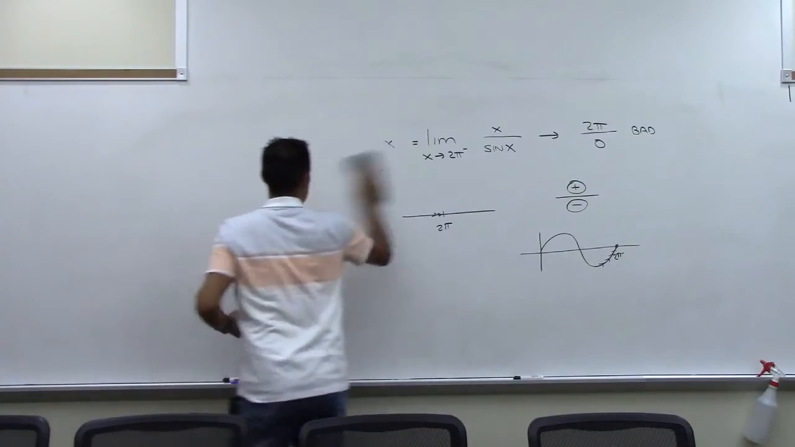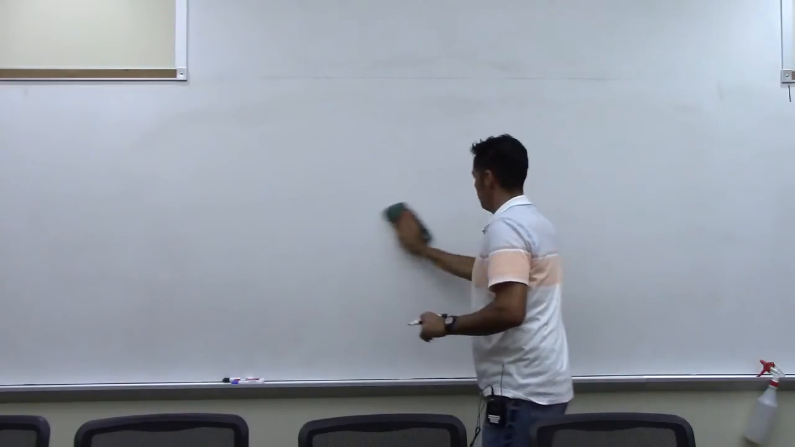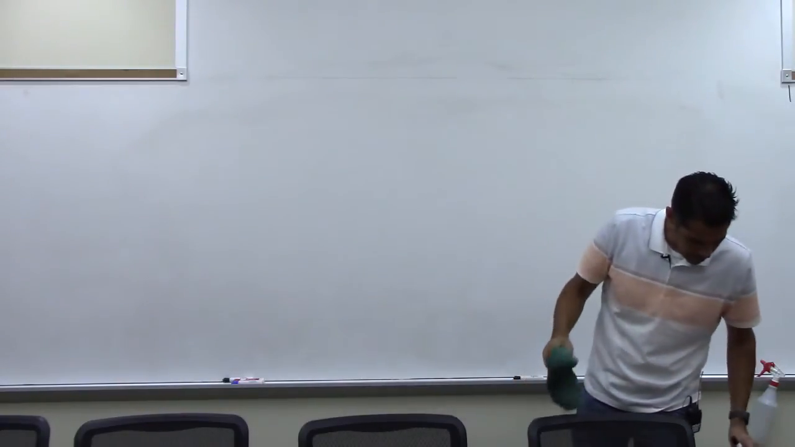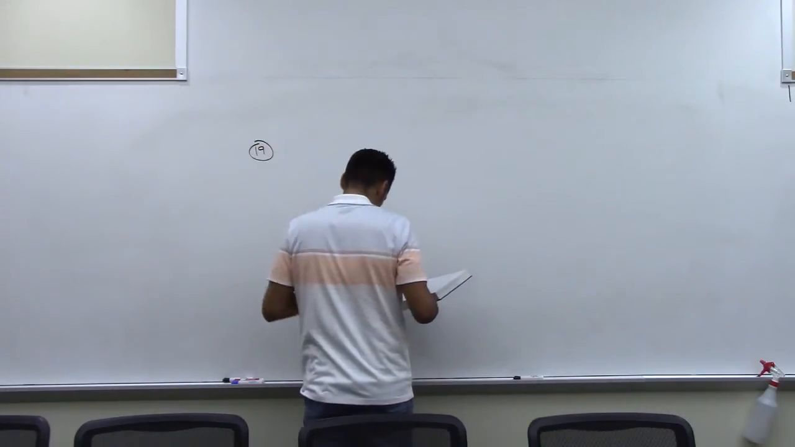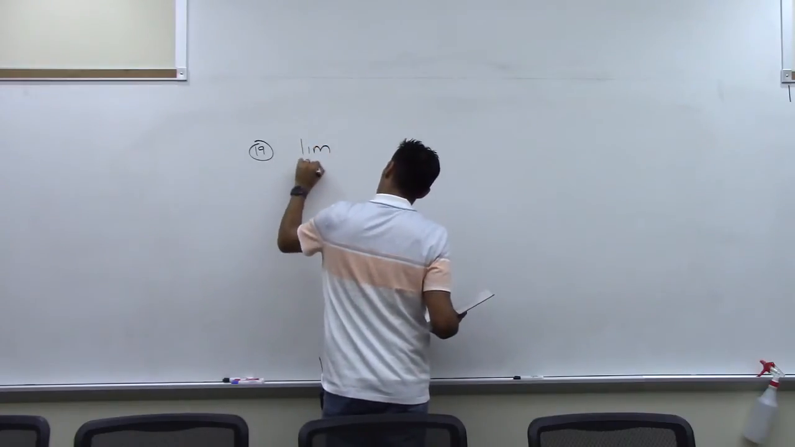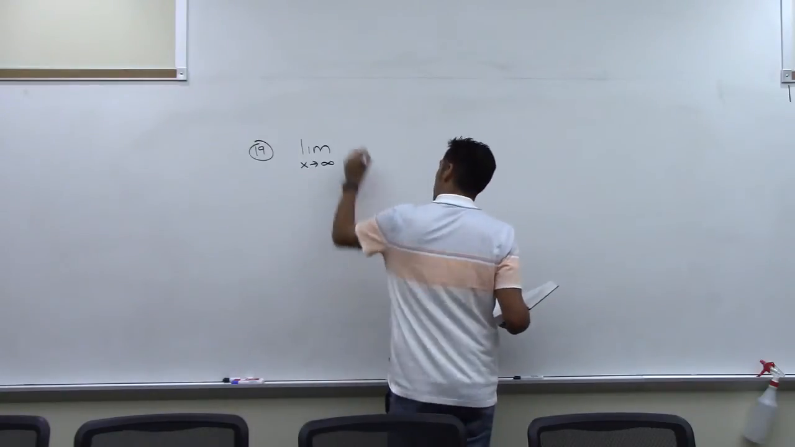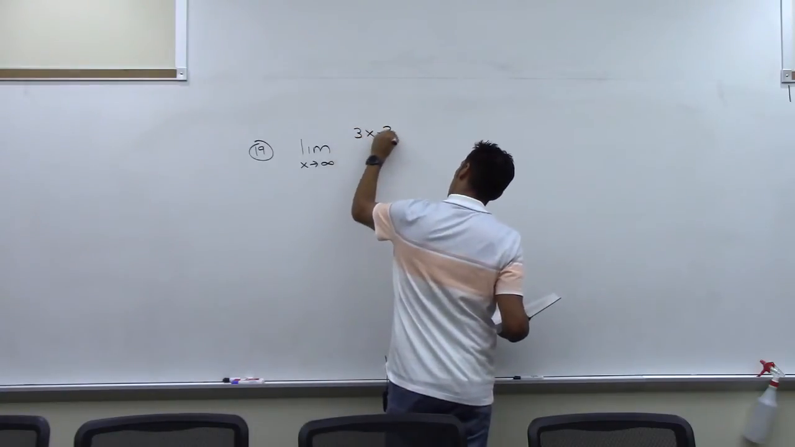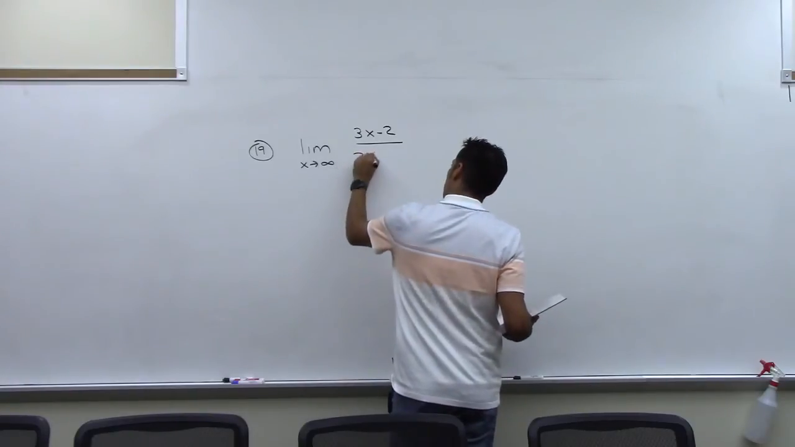All right. Number 19. Limit as x goes to infinity of 3x minus 2 over 2x plus 1.